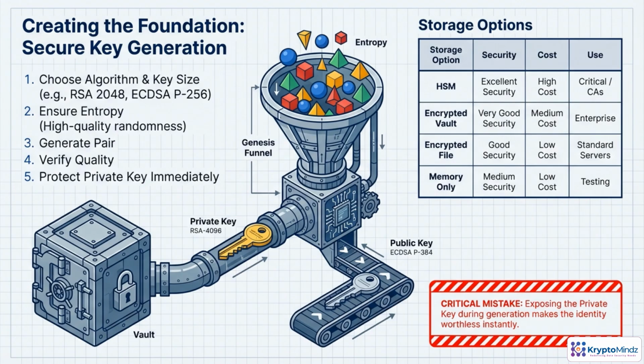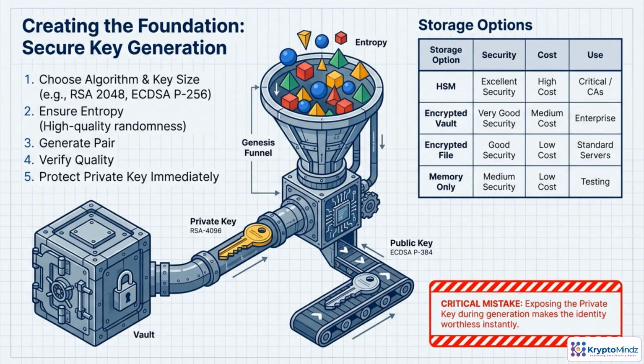In any PKI, everything begins with how you generate keys. If the keys are weak or exposed at birth, no amount of fancy certificates will save you. There are two big ideas here. First, cryptographic strength comes from three things: the algorithm you choose, the key size, and the quality of randomness feeding the generator. If your entropy is predictable, an attacker can guess or brute force the key, even if the algorithm itself is strong.